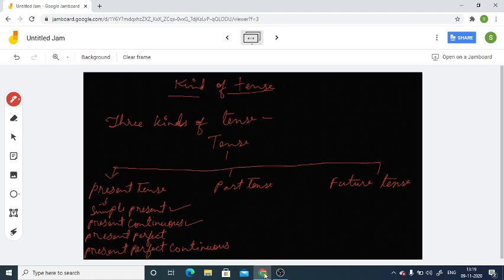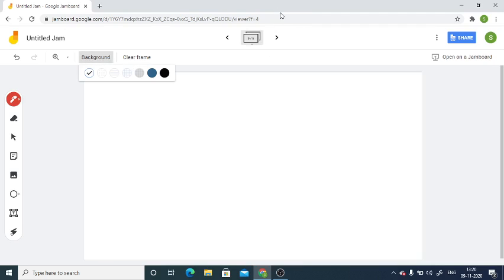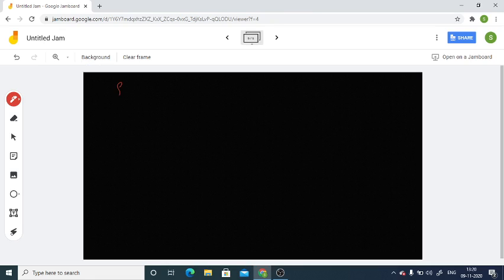So let's talk about present tense now. Present tense means the present time, actions that happen in the present time. Now we will see the simple present first. After that we will learn present continuous, that is another chapter. So first let's see simple present.